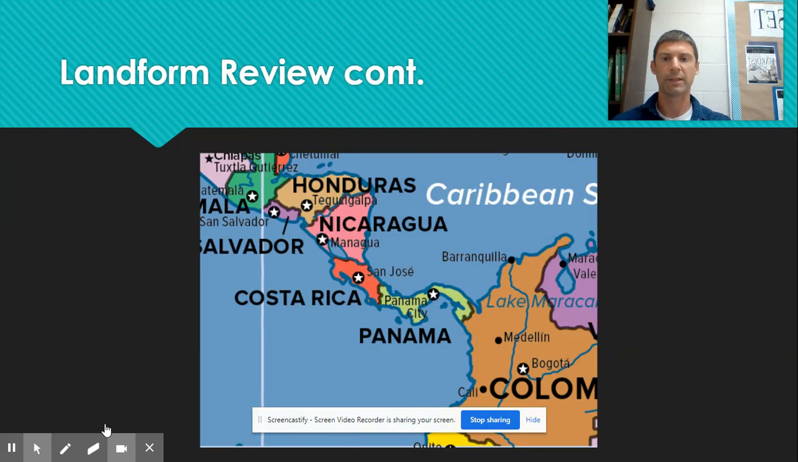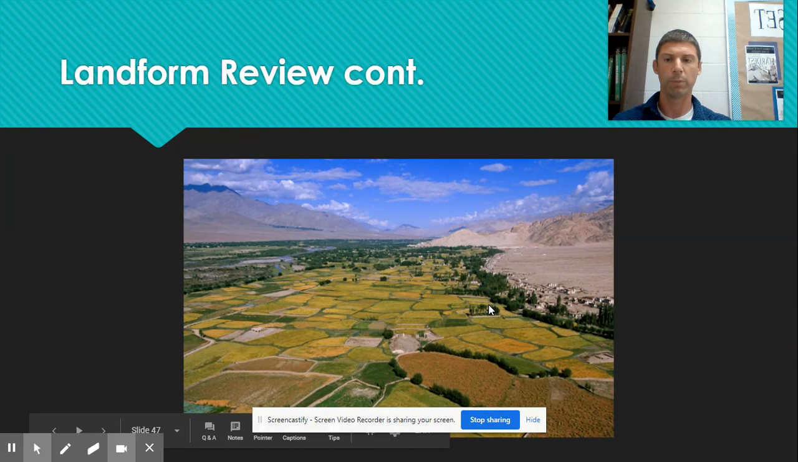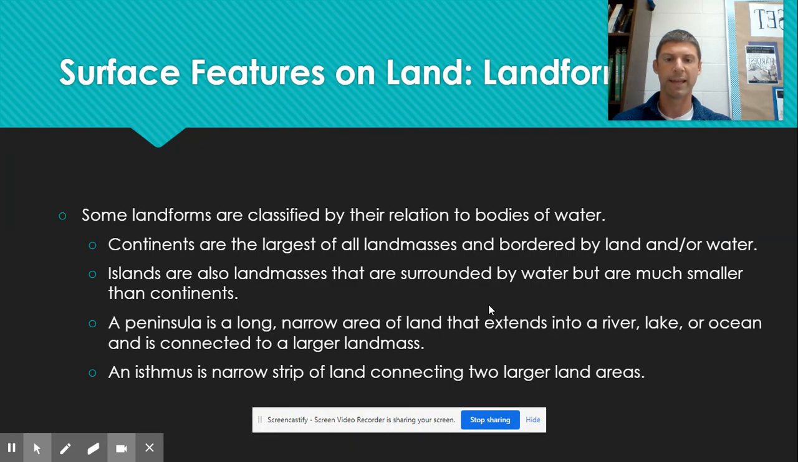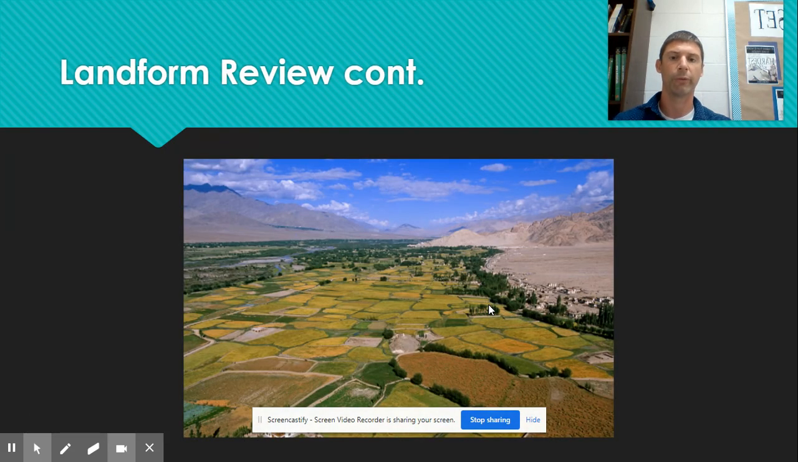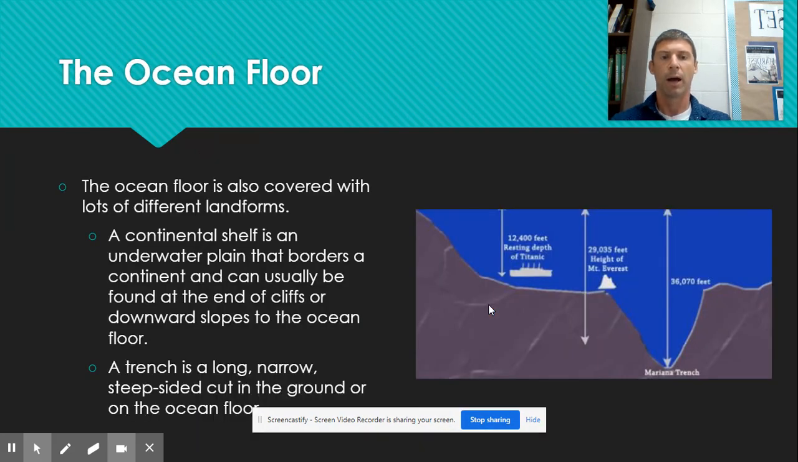Let's get past some of these slides here. And this is referring to Central America. I believe, go back here, is that narrow strip. It's an isthmus. So just a physical picture of what that looks like. That's an isthmus. This is what I was talking about, the Mariana Trench.